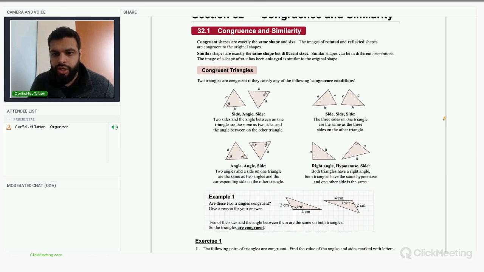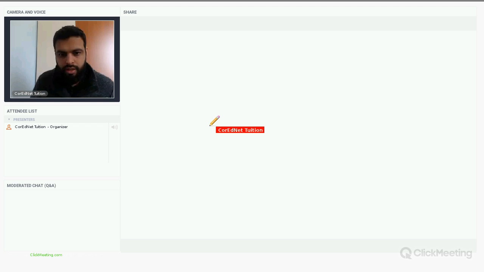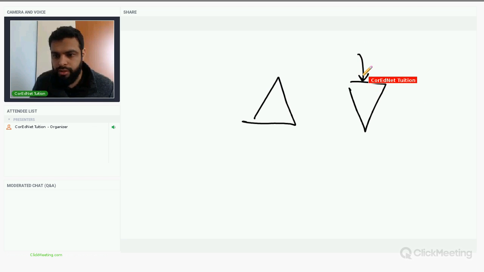Right, so congruent shapes are exactly the same shape and size. The images of rotated and reflected shapes are congruent to the original shape. So that's just telling you that if a shape is a triangle with certain dimensions, just because you rotate it, it's still the same shape. So that's called congruent. If all the dimensions are the same, it's the same shape.